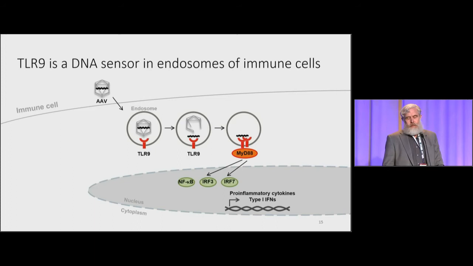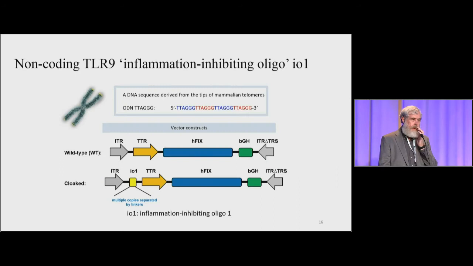When they do, it turns out there are ways that you can modulate the toll-like receptor 9 pathway in a very simple way. It's a very complicated system, but like many systems, sometimes there are simple fixes. The fix in this case is a series of inflammation-inhibiting oligonucleotides, or IOs. This is IO1 here. We're giving you the sequence so you can just stick it in your vector. It's just the telomere repeat, the human or mammalian telomere repeat of TTAGGG.